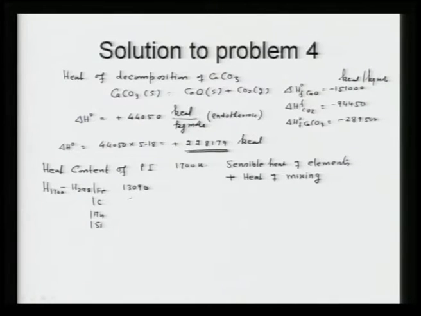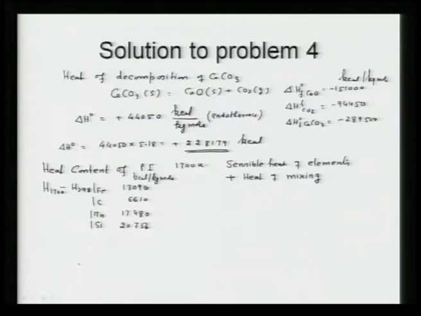For iron 13090, then 6610, 17480 and 20,756. Mind you, they are all in kilocalorie per kg mole. So, I can now calculate the heat content of pig iron. I know the kg moles.